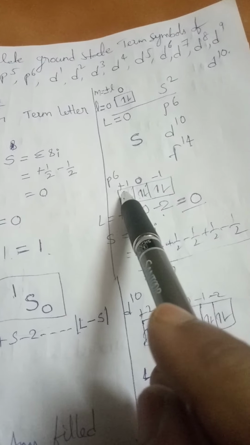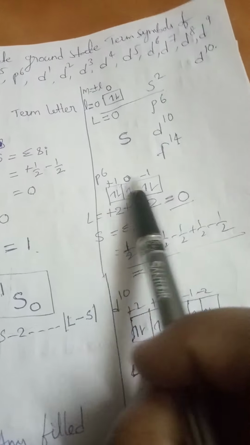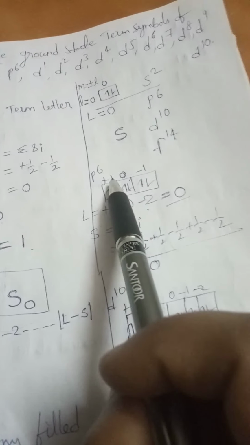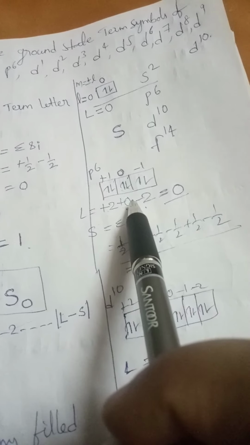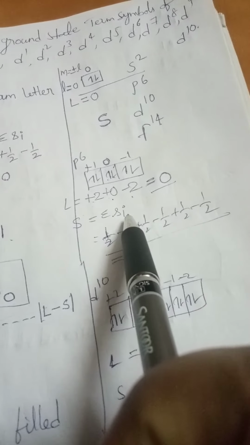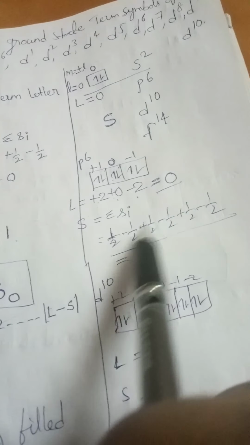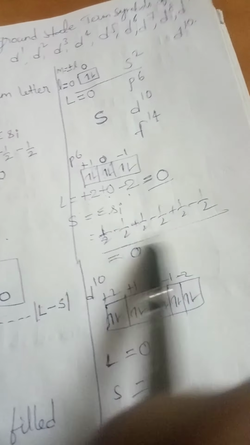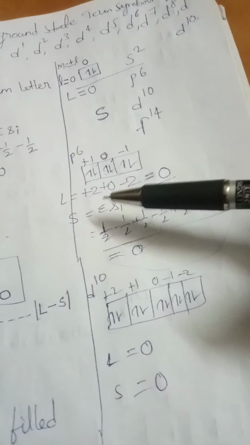Whereas p6 is also the same. Again we put 6 electrons here: 2 electrons into plus 1, 2 electrons into 0, and 2 electrons into minus 1. The total is again 0. Whereas the sum of the spins, plus or minus half, also gives 0. So the L value is 0 and the S value is 0, and we get the same term symbol.